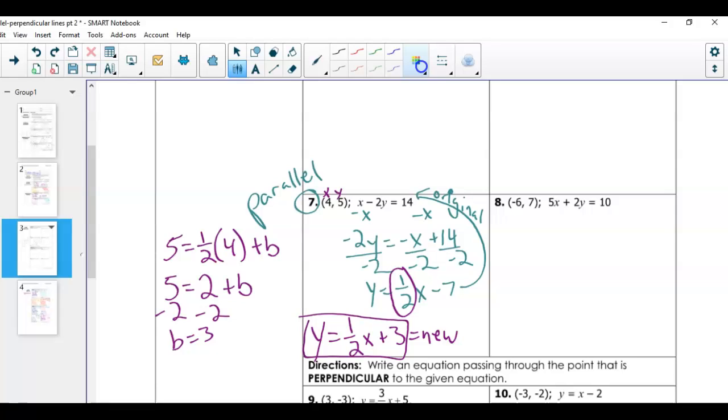Now, I didn't say this as I was doing this. Parallel means the same slope, so I wouldn't have changed anything. That's going to be your biggest issue, trying to keep those two separate.